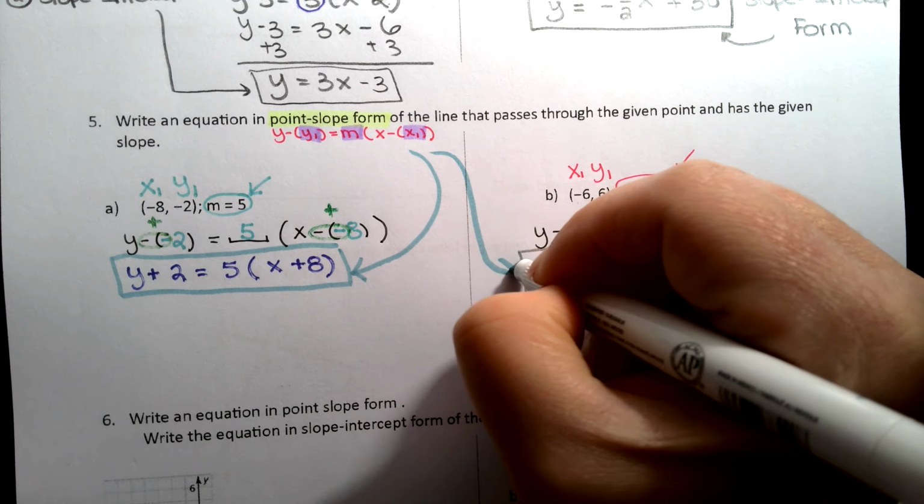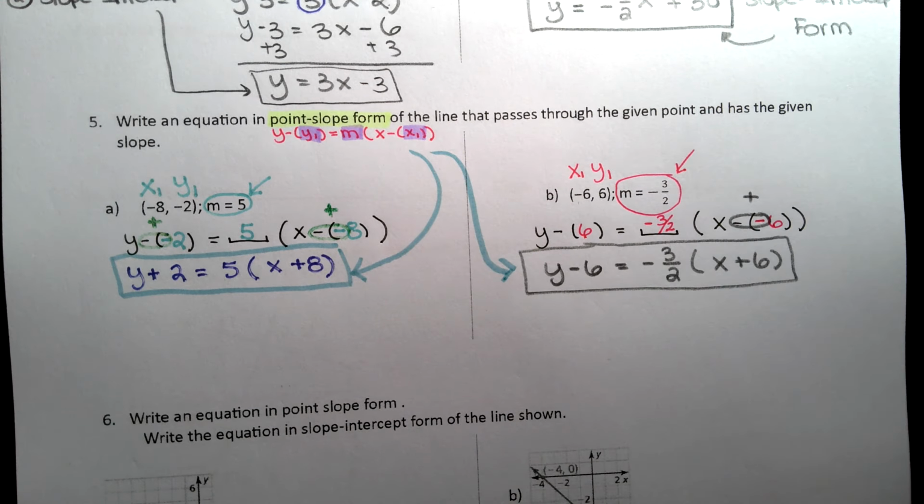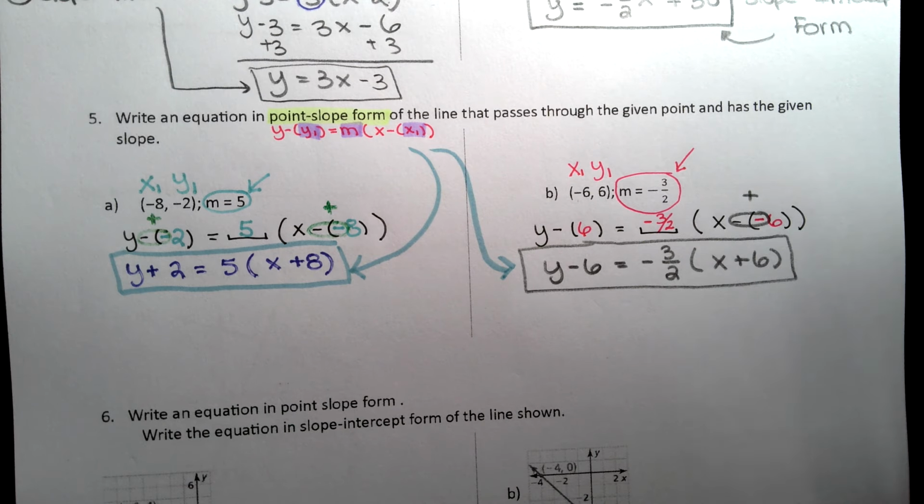They want it in point slope form. So when you get to this point, you're done. Okay, please learn to read the directions. Otherwise, you're going to continue solving. And if you continue solving, points will be removed for you not reading the directions.